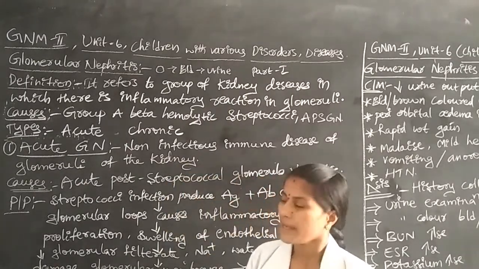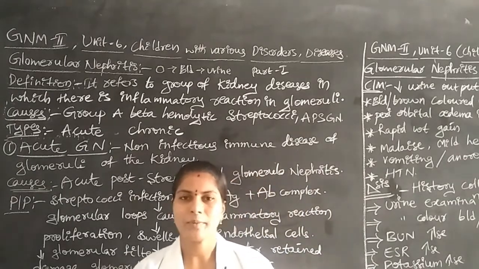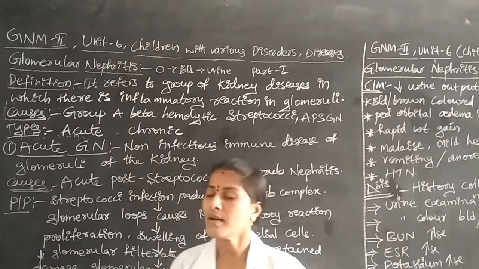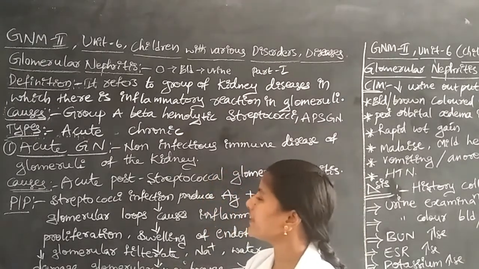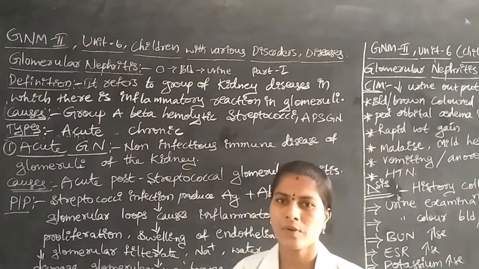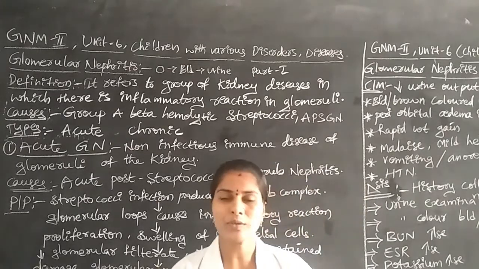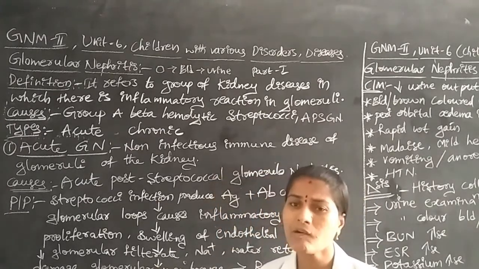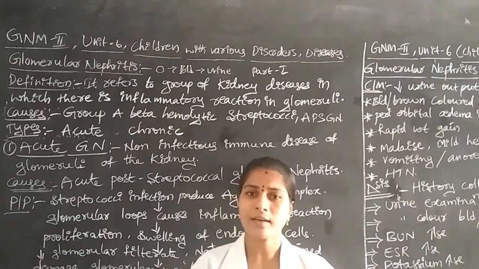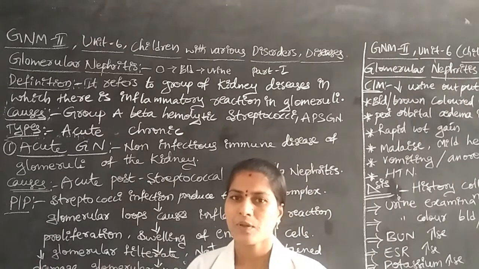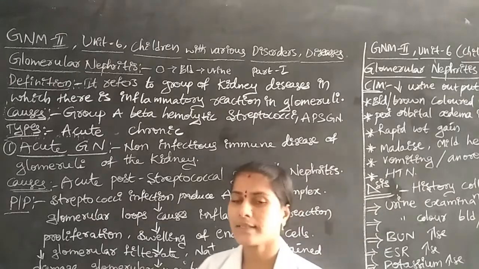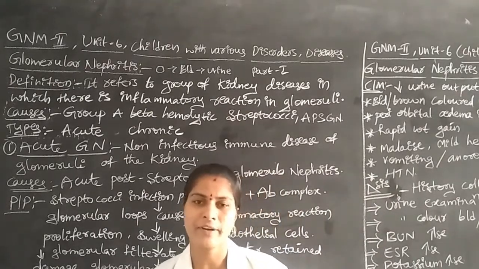Next, there are two types. Glomerular nephritis is divided into two types. The first is primary or acute glomerular nephritis, and the second is secondary or chronic glomerular nephritis. These are the two types of glomerular nephritis. Next we are going to discuss in detail the acute glomerular nephritis.